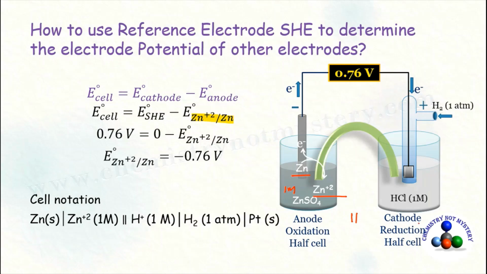At the cathode, reduction takes place and H plus ion converts into H2 gas. So here you will get H plus ion, its concentration is 1 molar, phase boundary, H2 gas at 1 atmosphere pressure, then again phase boundary, platinum electrode in solid state. So this is the complete cell notation for this cell.